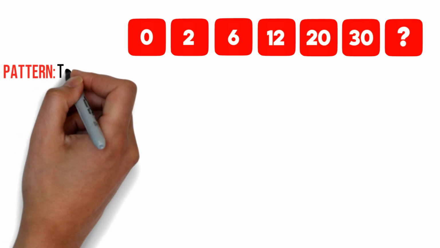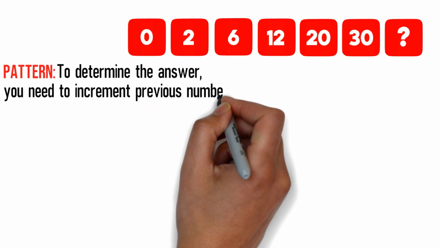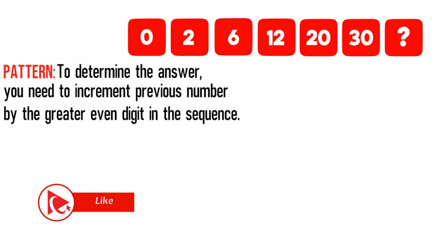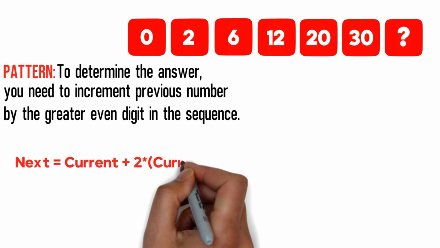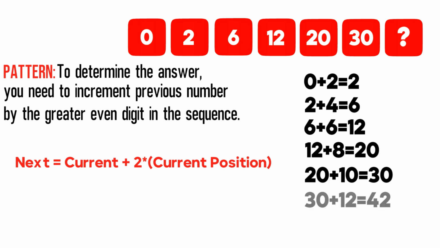As with any type of question, the key is to determine the pattern. To determine the answer in this particular case, you need to increment the previous number by the next greater even number in the sequence. You can even come up with the formula. And in our case, the formula to determine the next number would be current number plus 2 multiplied by current position. Let's see how it works. For example, let's take the number 0. This is the first number in the sequence.